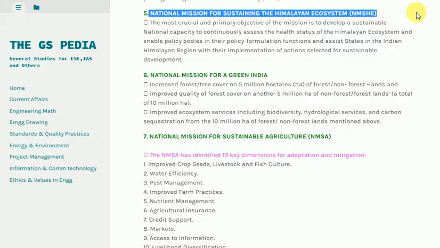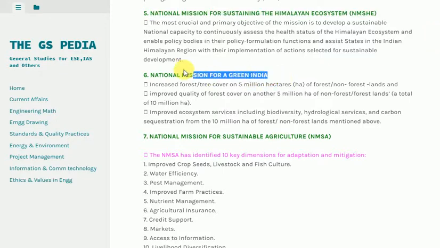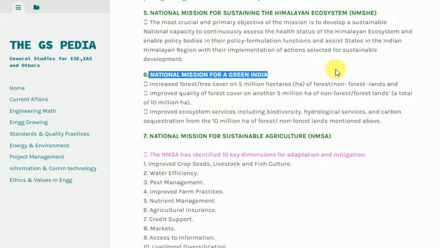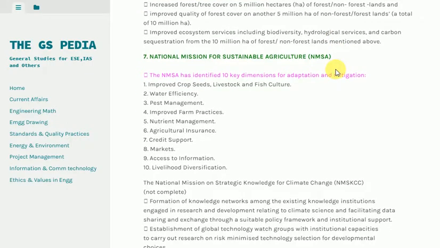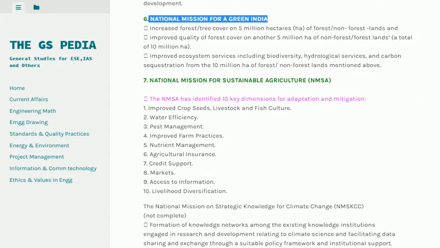6. National Mission for a Green India. Increased forest/tree cover on 5 million hectares of forest/non-forest lands and improved quality of forest cover on another 5 million ha of non-forest/forest lands, a total of 10 million ha. Improved ecosystem services including biodiversity, hydrological services, and carbon sequestration from the 10 million ha of forest/non-forest lands mentioned above.